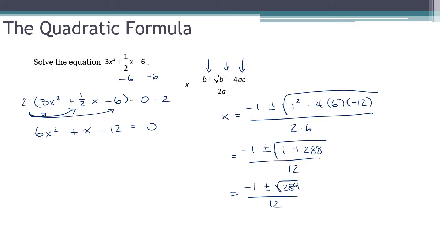I'm pretty sure we can't break that 289 down any further. Multiples of 3 don't go into it. Multiples of 4 don't go into it. 25 doesn't. 49 I don't think is good. Yeah, I'm pretty sure we're done there. That 289, we can't go further.